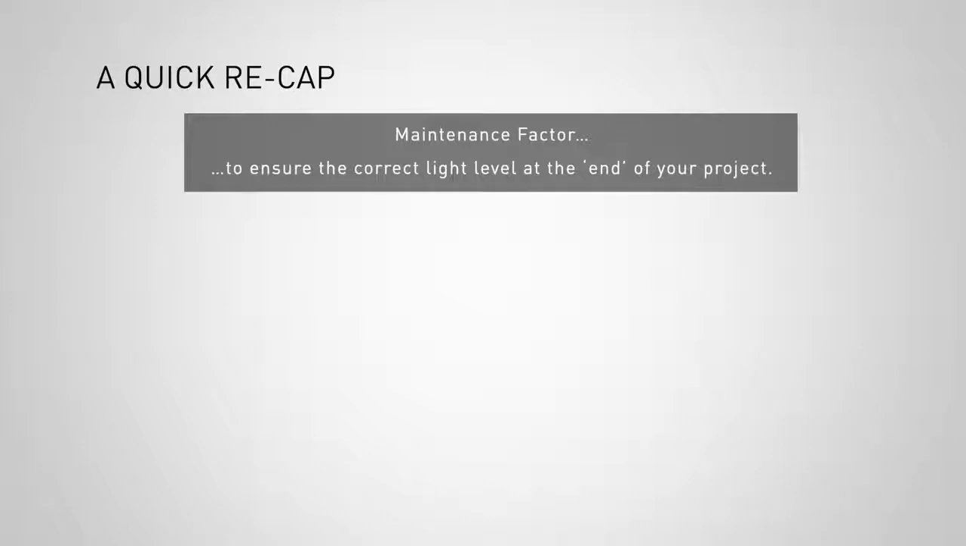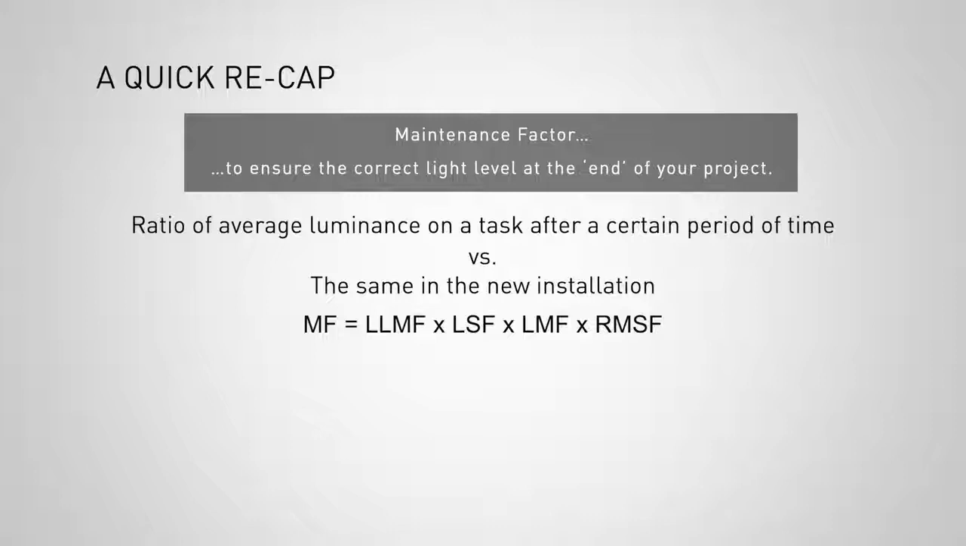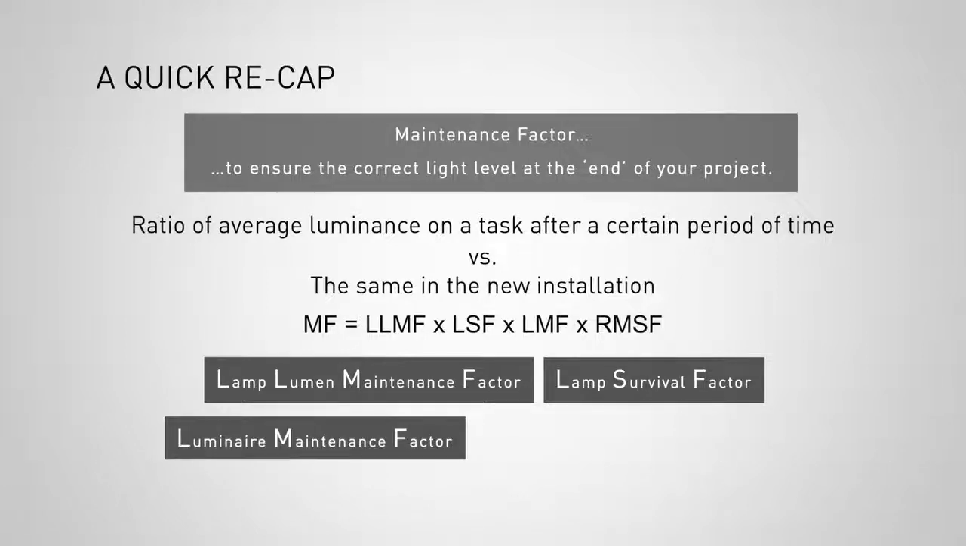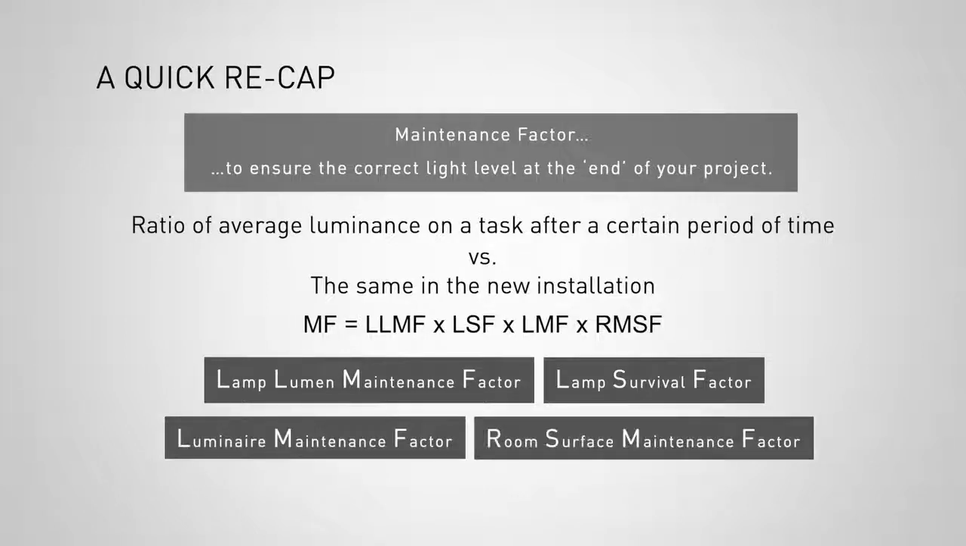Well, they're used in lighting designs to determine what the correct level of light is going to be at the end of your project. These are made up of four key elements: the lamp lumen maintenance factor, the lamp survival factor, the luminaire maintenance factor, and the room surface maintenance factor. So let's try and explain what they all are to start off with.